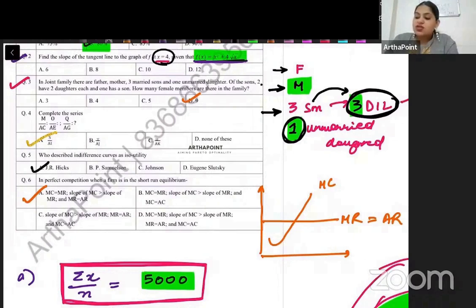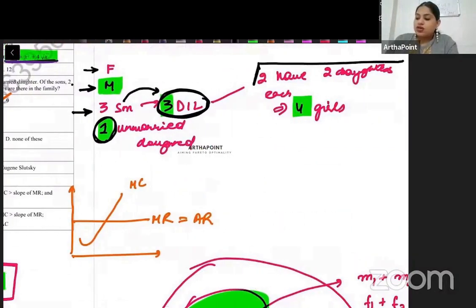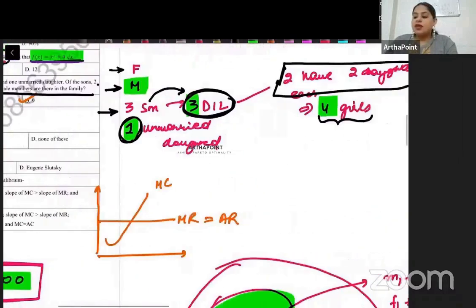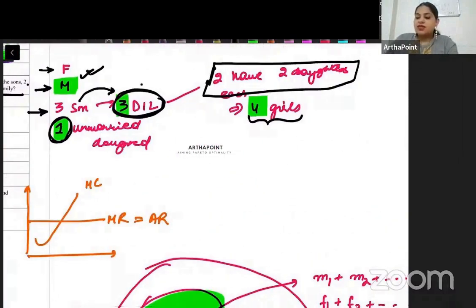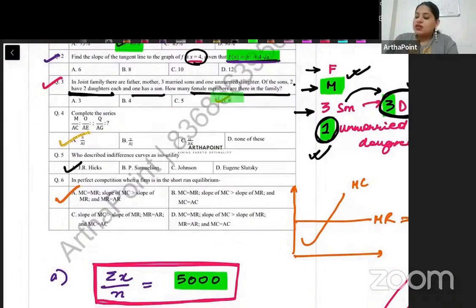And of the sons, 2 have 2 daughters each. So beta, 2 sons have 2 daughters each, which means 4 more girls come from here, right? 1 has a son, okay? How many female members are there in the family? So 1 is mother, then 3 daughters-in-law, 3 plus 1, 4, 1 unmarried daughter, 5, and 4 granddaughters. So 5 plus 4, 9. So there will be 9 females in the family. So the answer to this question will be 9, right?